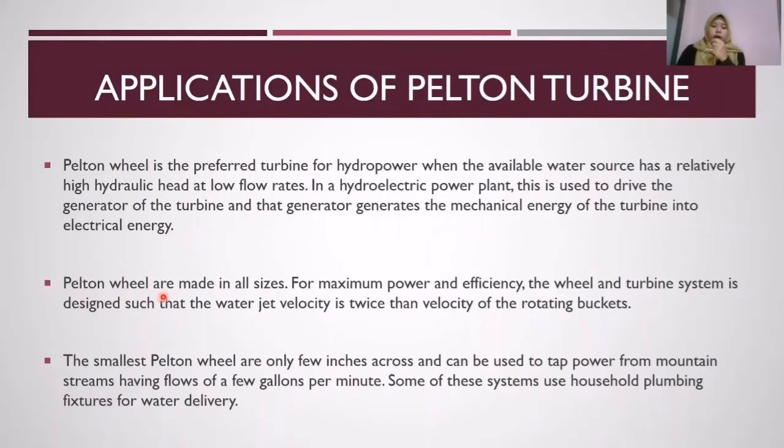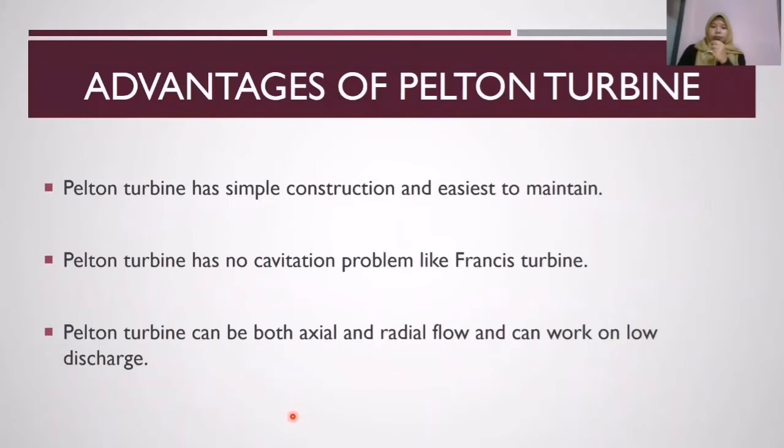Next, Pelton wheels are made in all sizes for maximum power and efficiency. The wheel and turbine system is designed such that the water jet velocity is twice the velocity of the rotating bucket. The smallest Pelton wheels are only a few inches across and can be used to tap power for mountain streams having flows of a few gallons per minute. Some of these systems use household plumbing fixtures for water delivery.